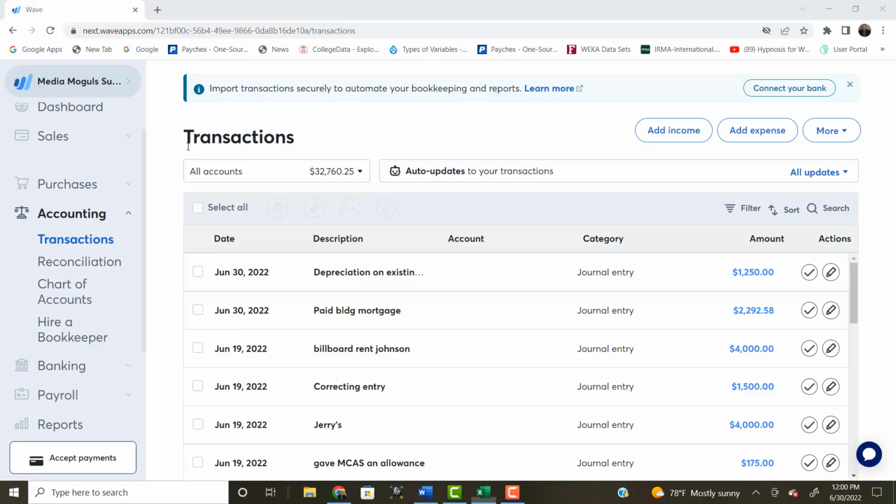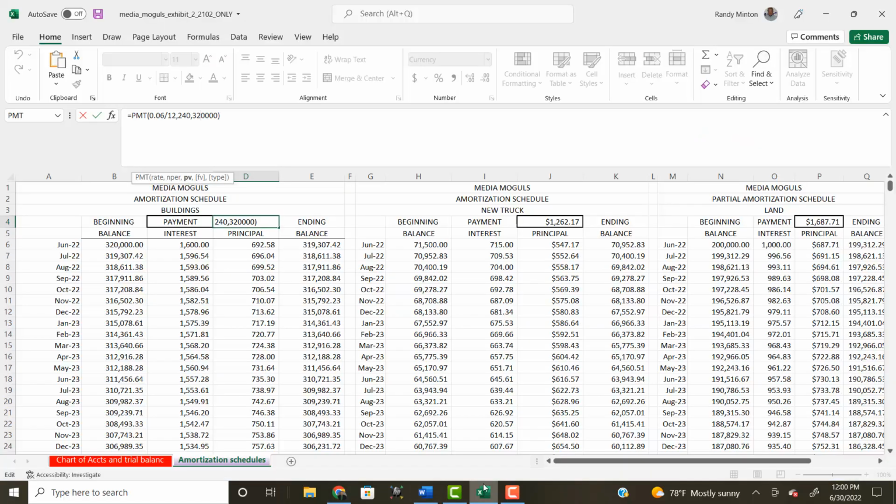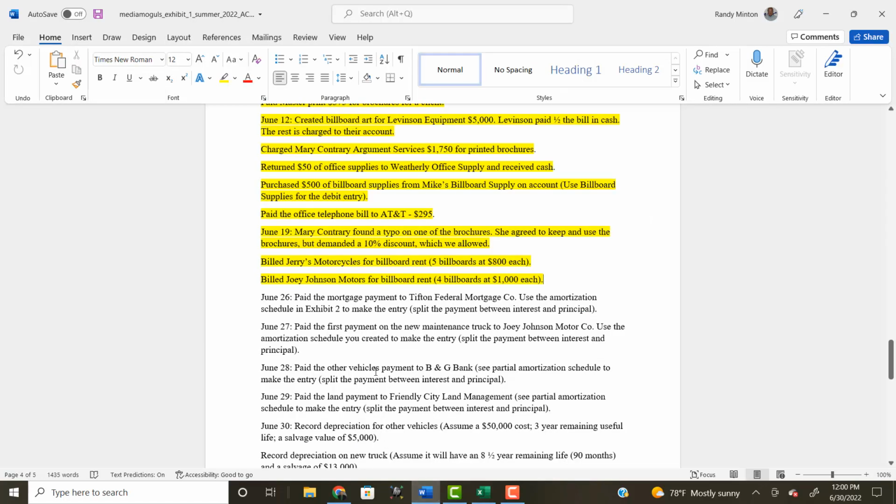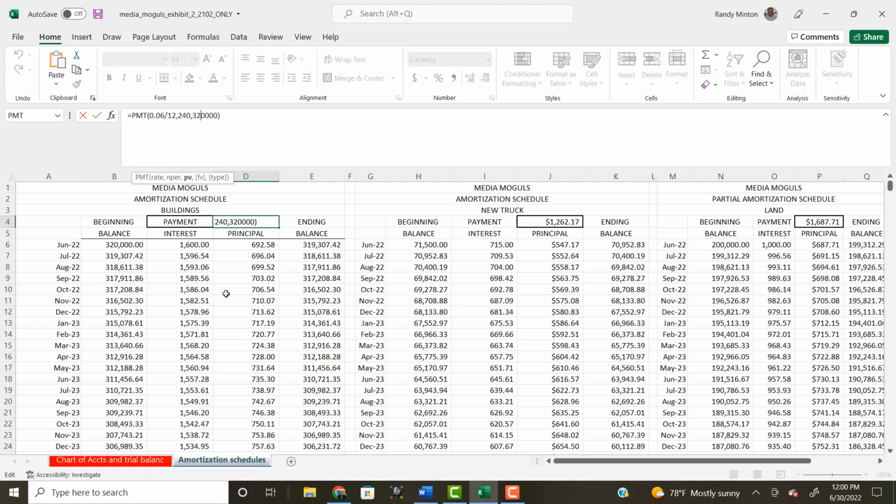Now let me make sure, because I think I changed some of this. Paid the mortgage payment. Use the amortization schedule in Exhibit 2. Okay, so I didn't change this one. Good deal. All right, so here's my interest amount. Here's my principal. And I'll just show you again how we do this.